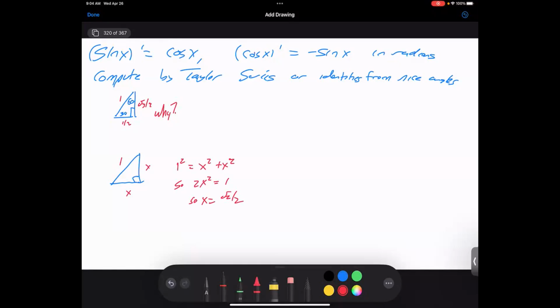So for the 45, 45, 90 triangle, I agree that we can solve it by using Pythagoras. But for the 30, 60, 90, if I call this x and I call this y, I just get 1 squared is x squared plus y squared. That's not enough to get the sine or the cosine of 30. So where does the 30, 60, 90 triangle come from? It's got to come from a triangle where we know all the sides.